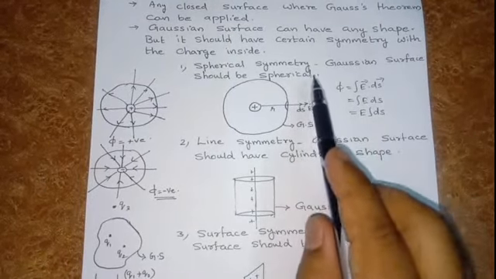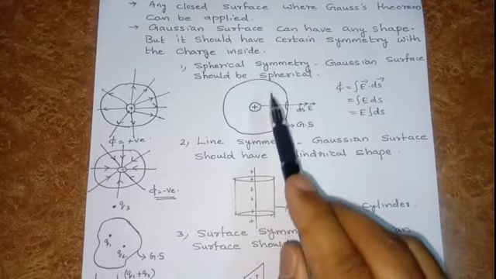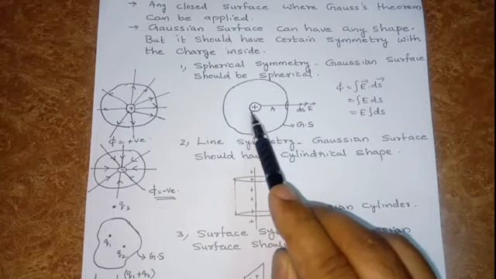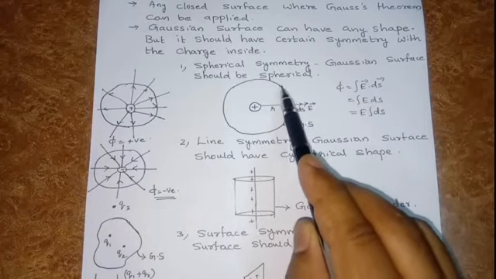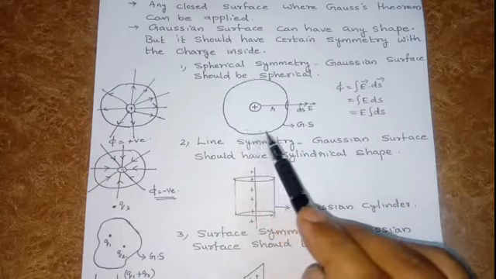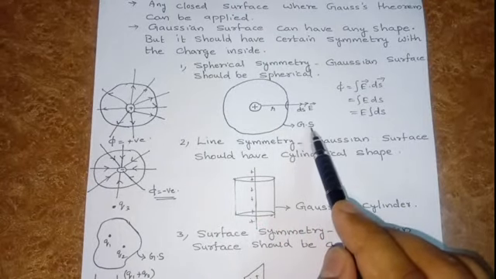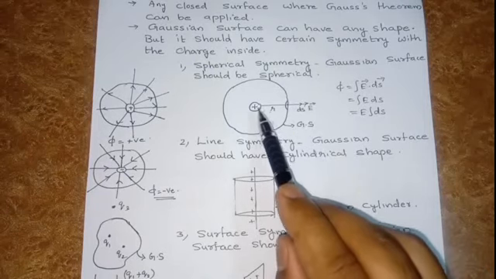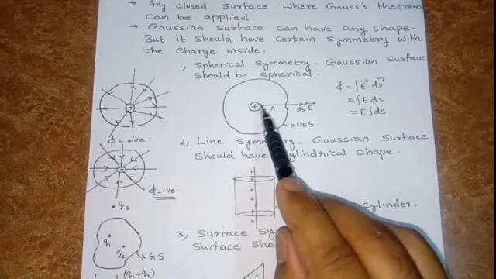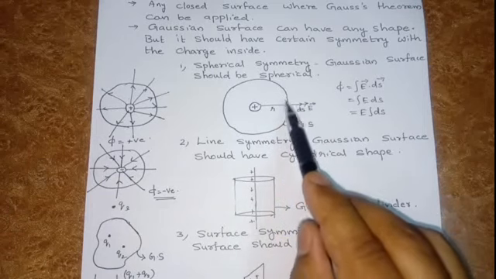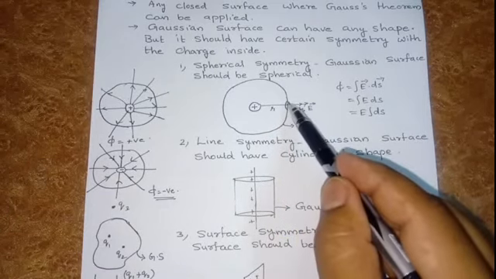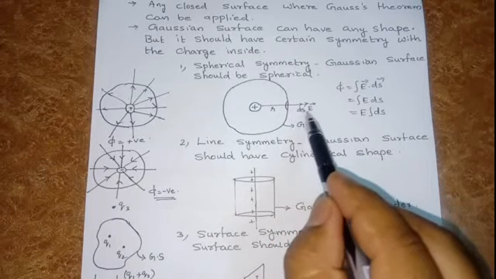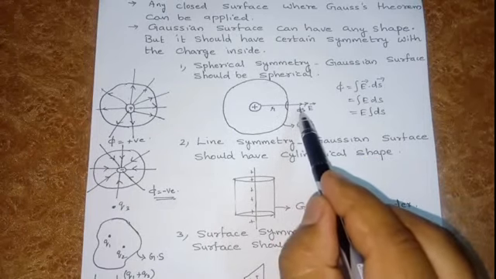Now first we will discuss spherical symmetry. Spherical symmetry means if the charge is a point charge or any spherical charge distribution, the Gaussian surface should be in the form of a sphere, and that sphere is called a Gaussian sphere. Why should the Gaussian surface be in the form of a sphere? This particular charge or charge distribution produces an electric field. If it is a sphere, I can consider a small elemental area over here, and the area vector will be parallel to the electric field. Therefore theta will be 0.